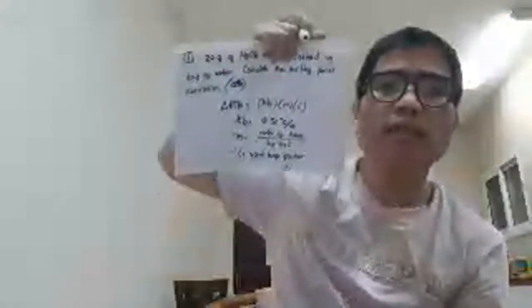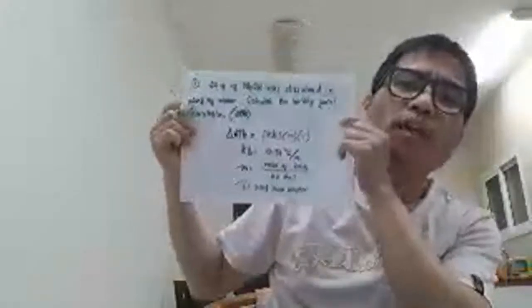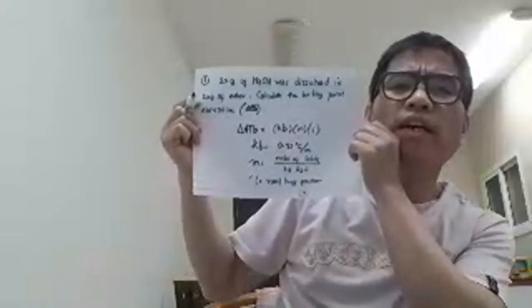So we have Kb, we have molality, we have the i. So you can solve now the boiling point elevation. We need to take the given. Okay, given Kb is 0.51. Delta Tb, or boiling point elevation, is equal to Kb, 0.51 degrees Celsius per molal, times the molality, moles of solute, which is the moles of sodium hydroxide, times i.